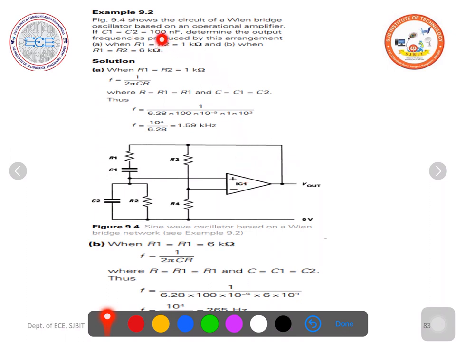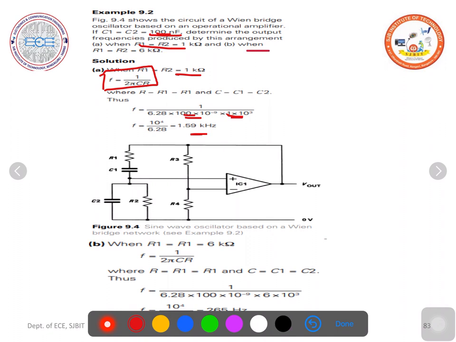If C1 is equal to C2 is equal to 100 nanofarad, determine the output frequencies produced by this arrangement when R1 is equal to R2 is equal to 1 kilo ohm. In the Wien bridge oscillator, the frequency of oscillation is given by 1 by 2 pi CR. C is 100 nanofarads, R is 1 kilo ohm. So if you substitute, you will get 1.59 kilohertz.